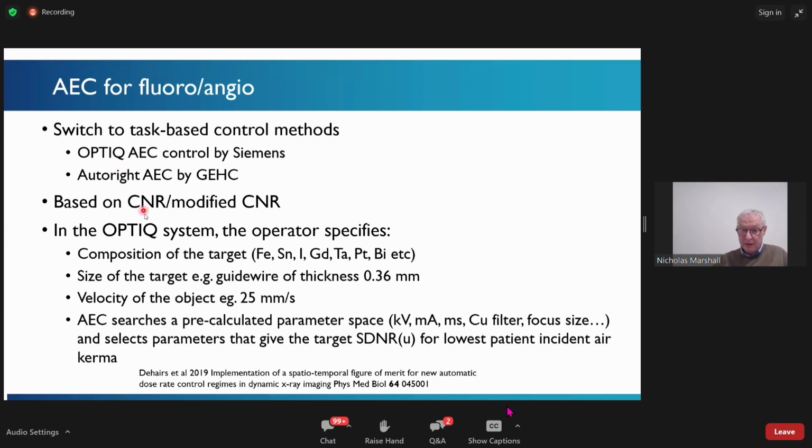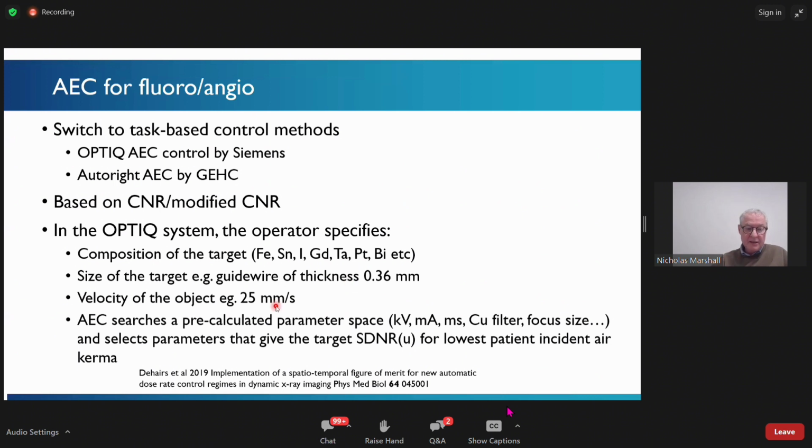you're looking at and what your target will be, the composition of it. So it could be iron or steel for a guide wire. It could be a tantalum marker in a stent. The size of it, so a guide wire thickness might be, say, 0.36 millimeters. The velocity of the object, for example, in cardiac, maybe 20 to 30 millimeters per second.